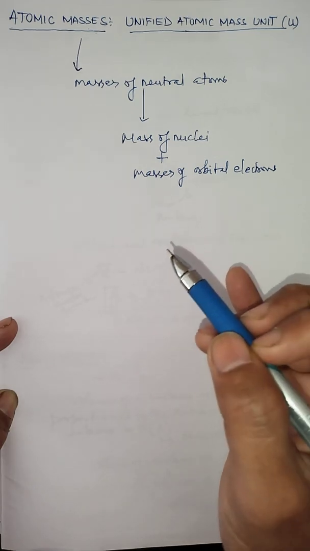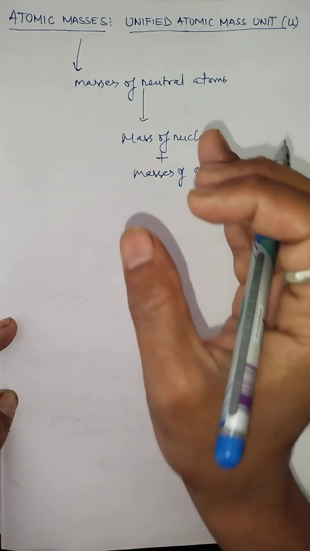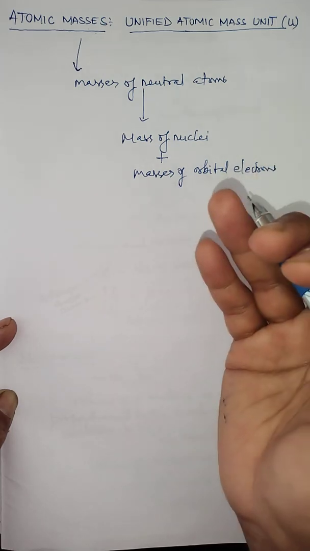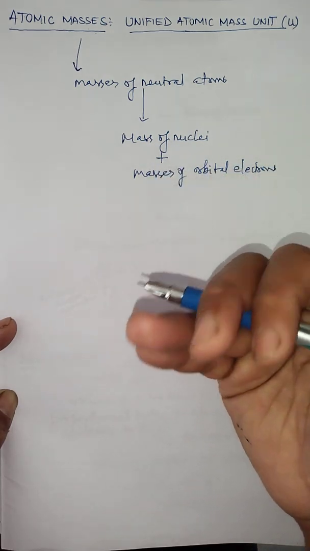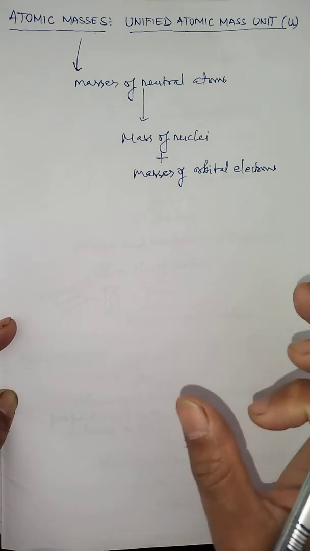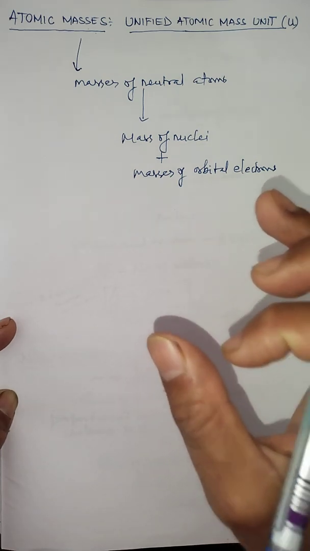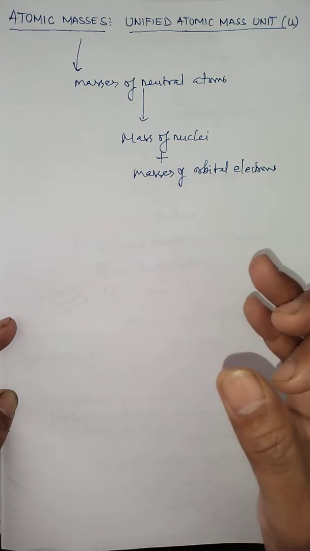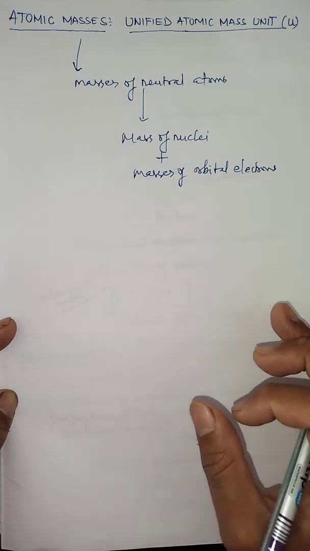And the mass equivalent to their energy is called binding energy, and that part you will learn in the next chapter. But we now focus on atomic masses, and the most important part is to measure this atomic mass by the smallest unit called atomic mass unit.